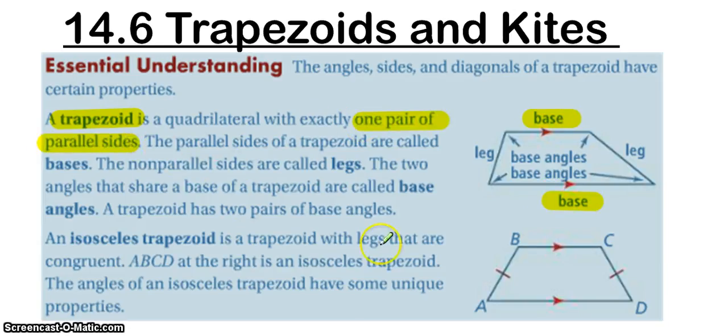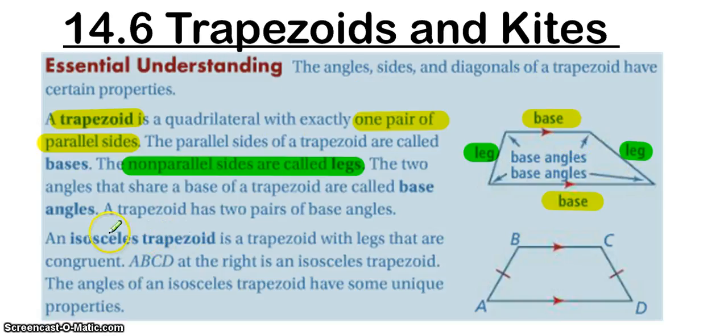So you have to kind of break, in your brain, you're probably thinking base means bottom. Base does not always mean bottom. Here, our bases are the parallel sides, and the non-parallel sides are called the legs. So we have a leg here and a leg there. We've got base angles, which are the angles on the bases. We'll talk about the relationships of those later.